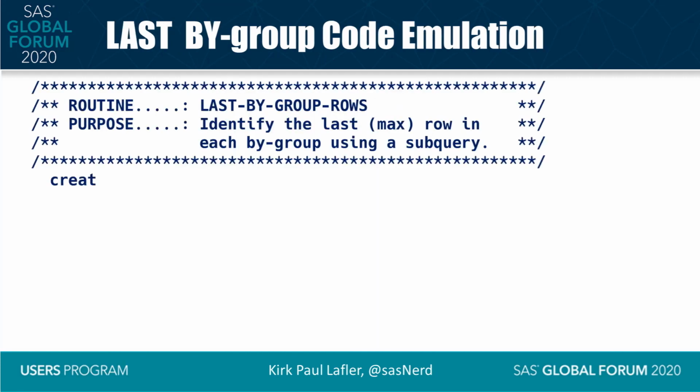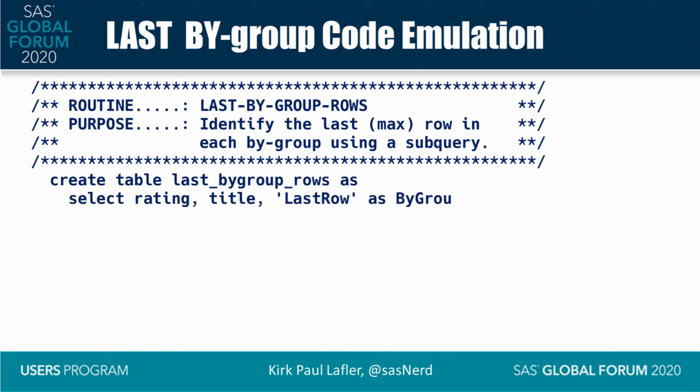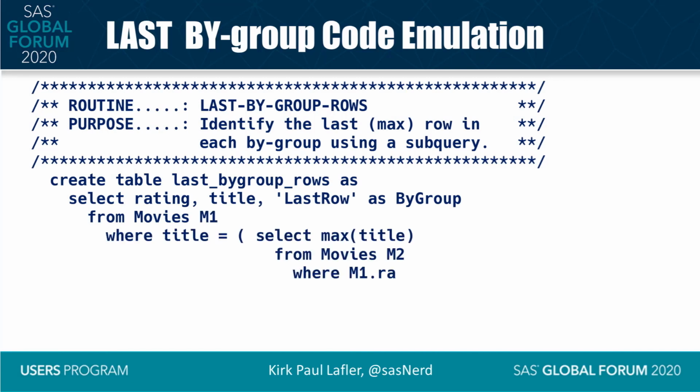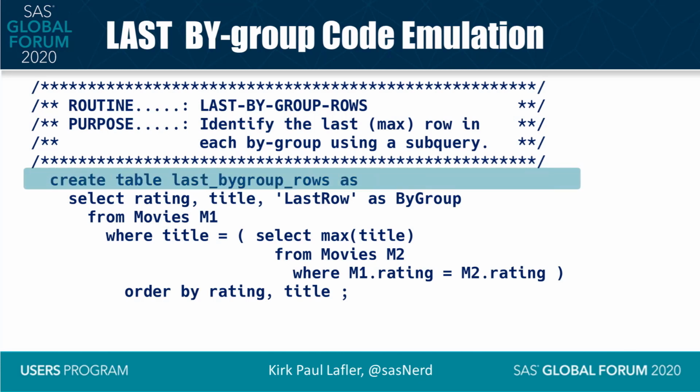Now let's take a look at how we can emulate the last by group. In this case, you might already be guessing, or you might already know, maybe you've even used this technique. Instead of the min function, we're going to use the max function. Almost everything's the same in this code as from the first by group code emulation, with the exception I'm going to create a table called not first by group rows, but last by group rows. And my dynamically created variable for by group is going to contain the value last row.